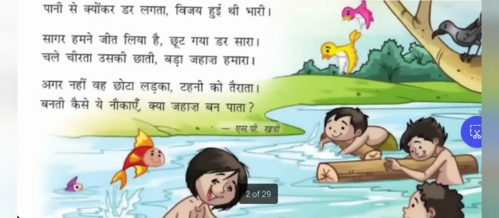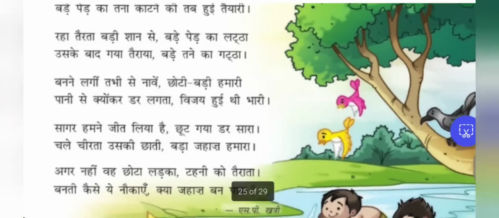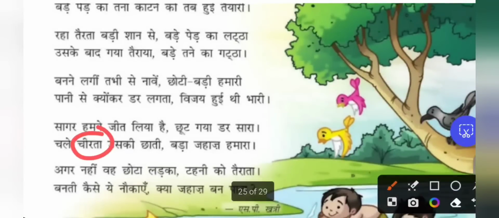सागर हमने जीत लिया है, छूट गया डर सारा, चले चीरता उसकी छाती बड़ा जहाज हमारा. Now we have won the ocean because now we are able to travel more gracefully on the ocean. Choot gaya means all left out and the dar ellam poiduchu, the fear has all gone. Chale cheertha means cut pannittu. Cheertha means cut pandrathu, chati means chest.